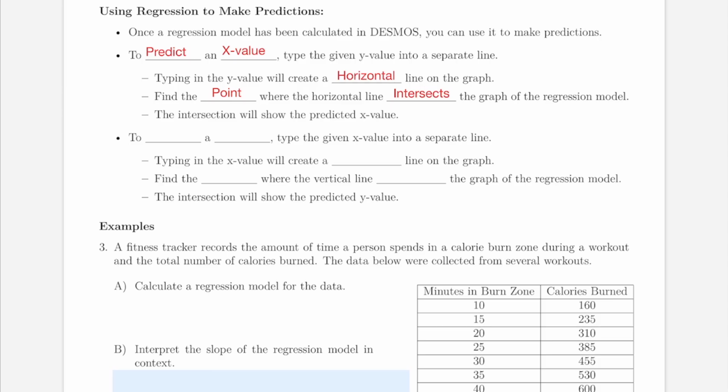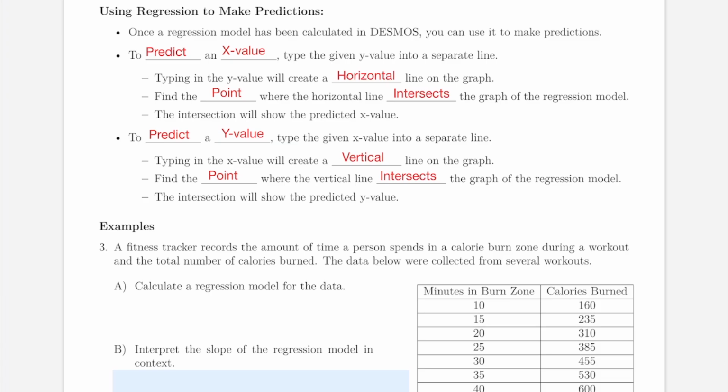If we want to do the opposite, predict a y value, we're going to type an x value in, get a vertical line, and we look for the point where those intersect. Now you might say, wow, that's a lot. What? We actually already did this.